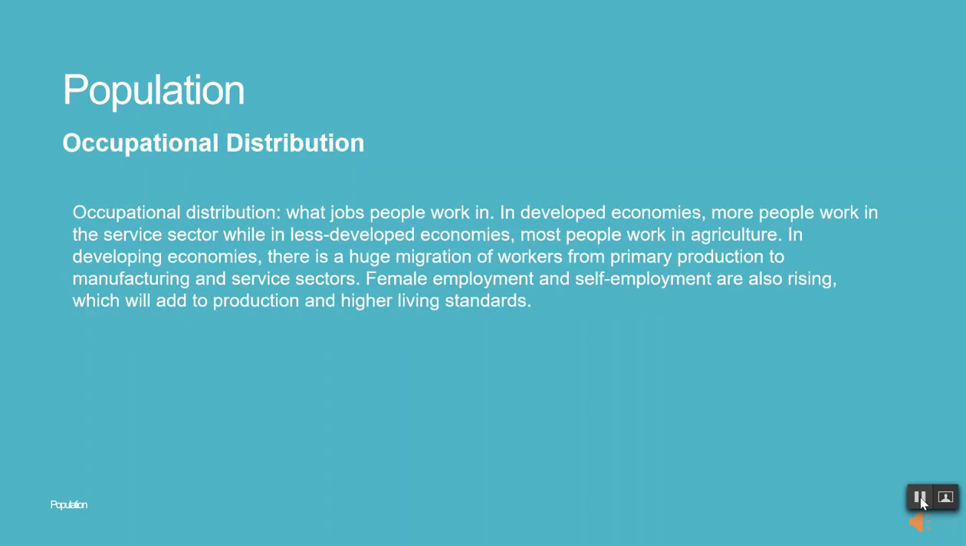Occupational distribution: what jobs people work in. In developed economies, more people work in the service sector, while in less developed economies, most people work in agriculture. In developing economies, there is a huge migration of workers from primary production to manufacturing and service sectors. Female employment and self-employment are also rising, which will add to production and higher living standards.